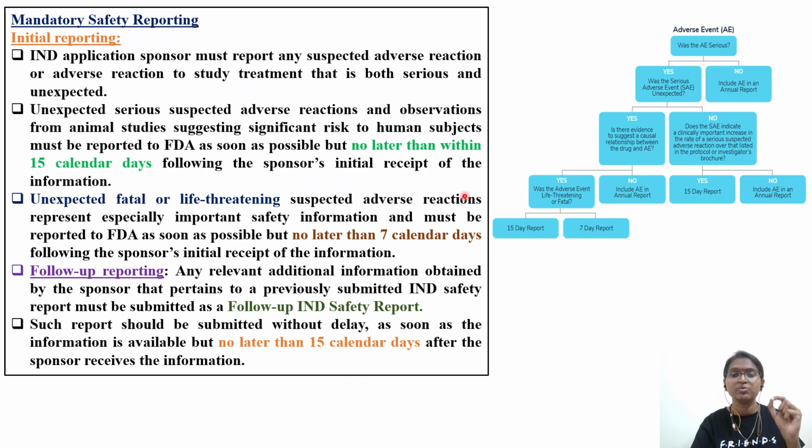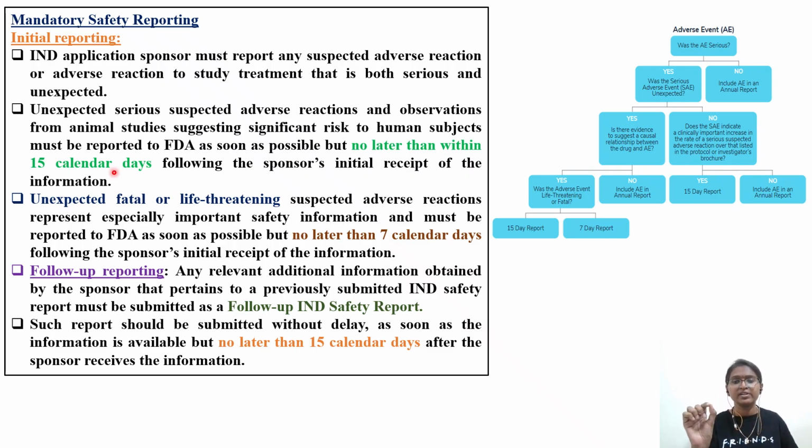What are the events that need to be mandatorily reported to the FDA? Initial reporting: the IND application sponsor, for example I am the sponsor, must report any suspected adverse reaction or adverse reaction to study treatment that is both serious and unexpected. Both serious and unexpected need to be informed to the FDA. Unexpected, serious, suspected adverse reactions and observations from animal studies suggesting significant risk to human subjects must be reported to the FDA as soon as possible, but no later than 15 calendar days.